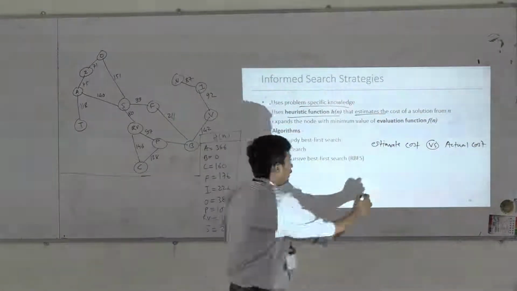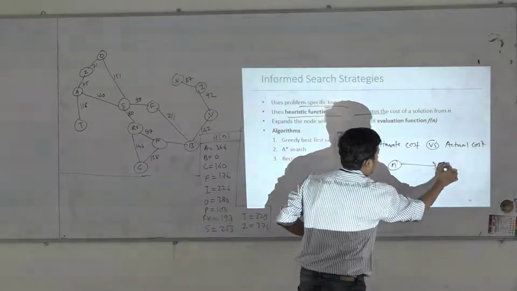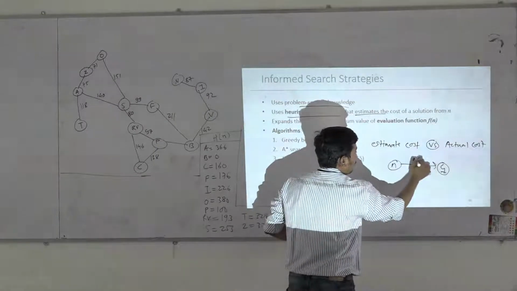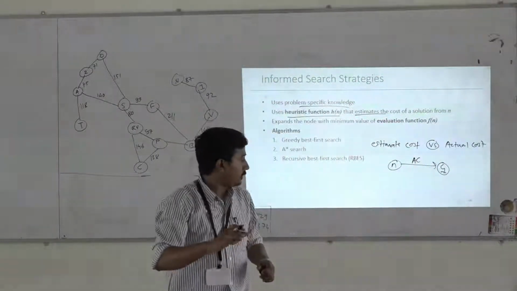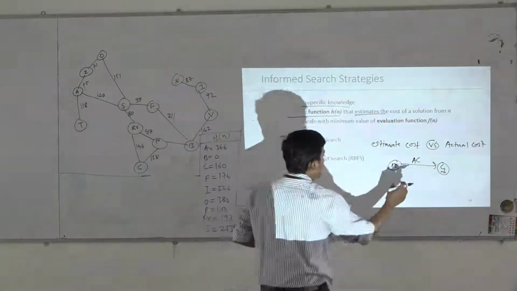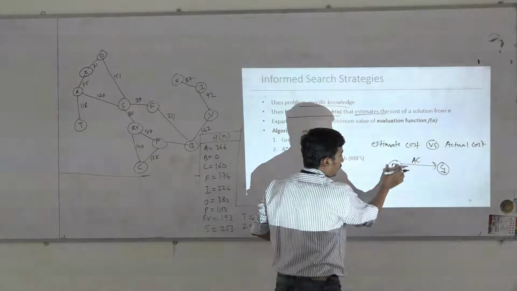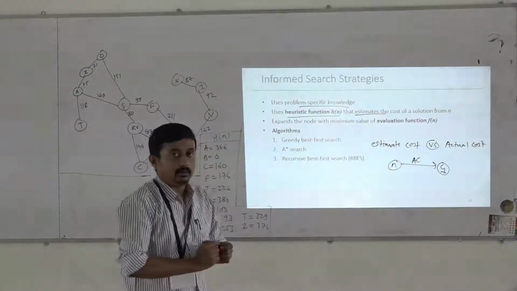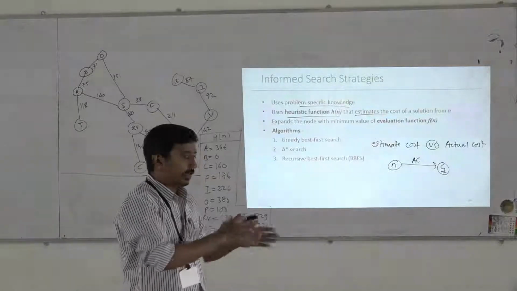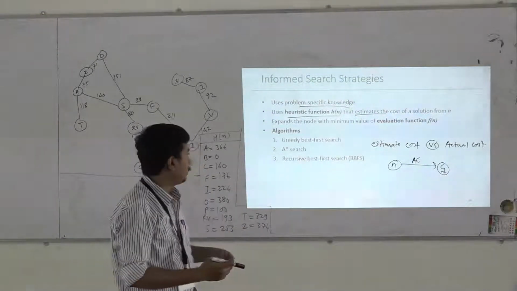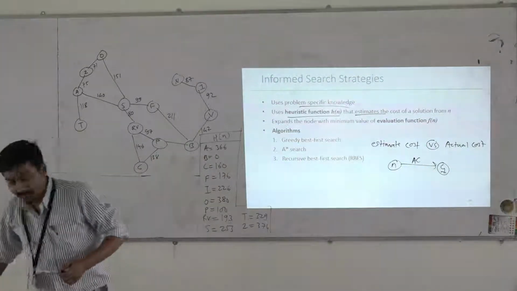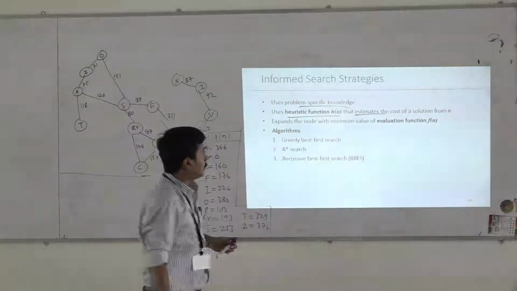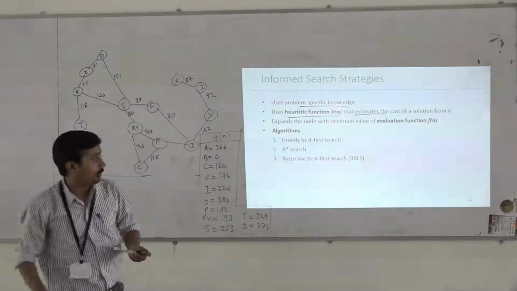Actual cost means the cost of going from n to the goal node. So the actual cost will be the exact value for going from n to g. The estimated value will be rough figures, so it may be smaller or greater than the actual cost. And it expands the node with the minimum value of the evaluation function f of n.